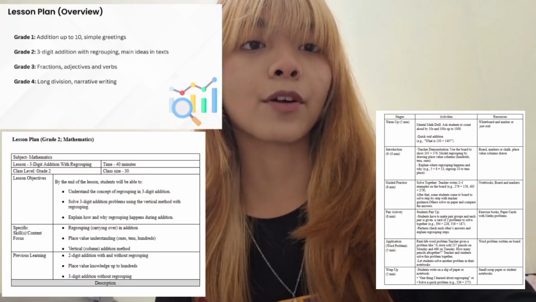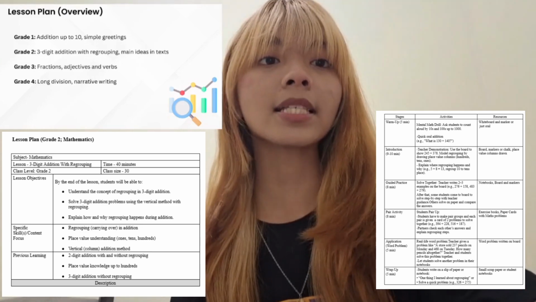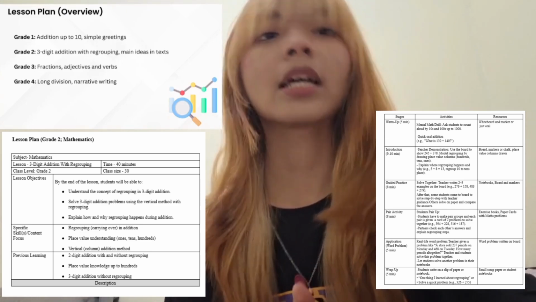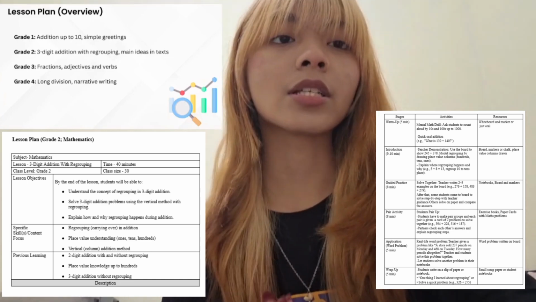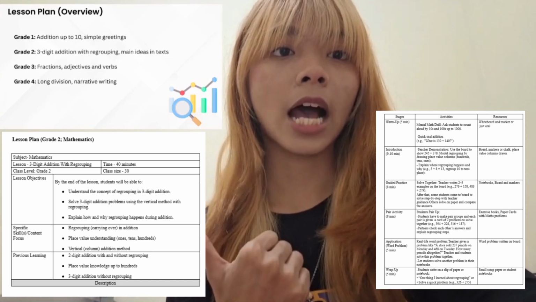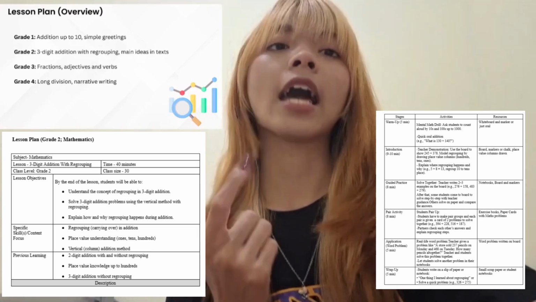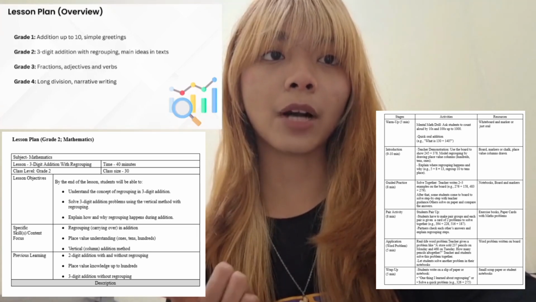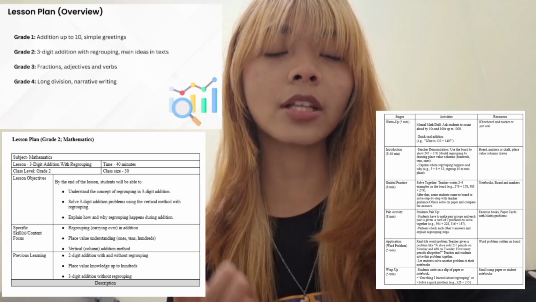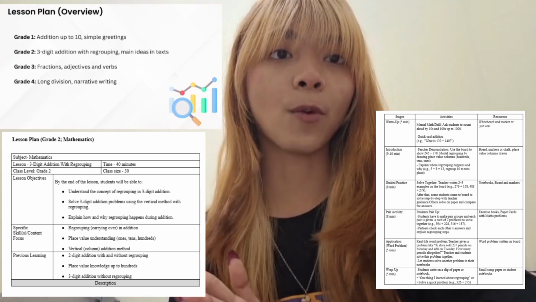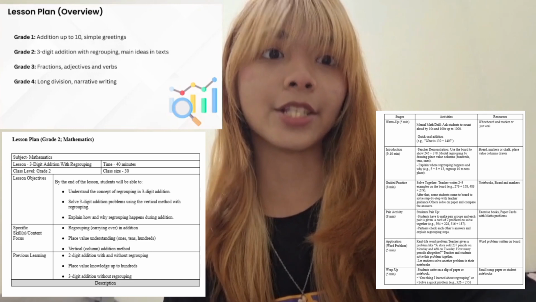For the lesson plan for grade 2, subject mathematics, lesson: 3-digit addition with regrouping. By the end of the lesson, students will be able to first understand the concept of regrouping in 3-digit addition, and solve 3-digit addition problems using the vertical method with regrouping. And last is explain how and why regrouping happens during addition.